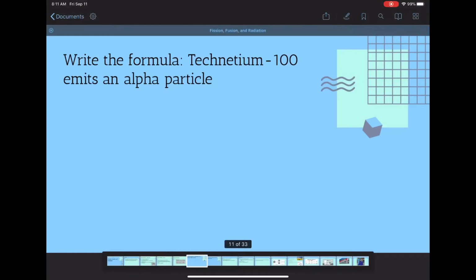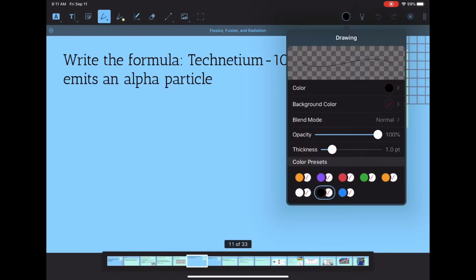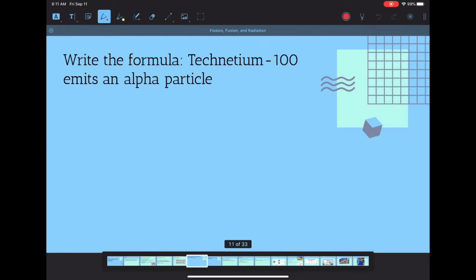Okay, so let's talk about how to write radiation formulas. These are going to be easier than you think. They look complicated, but they're actually not terrible. So the first thing that we'll do, we'll always have a sentence like this: technetium 100 emits an alpha particle. Now you want to make sure that you always have a periodic table while you're doing it. Otherwise you'll get very lost and you're not going to understand what the heck I'm doing. So go ahead, make sure that you've got a periodic table to help you out with this.